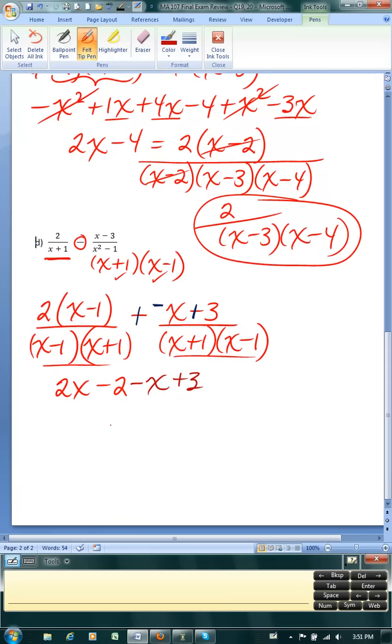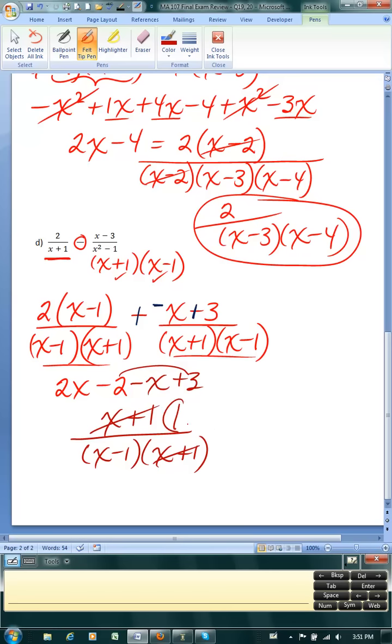2x minus x is 1x. Negative 2 plus 3 is plus 1. And this is all over x minus 1, x plus 1. The x plus 1's cancel. And I'm left with, when there's nothing on top, there still is a 1. So we have 1 over x minus 1.